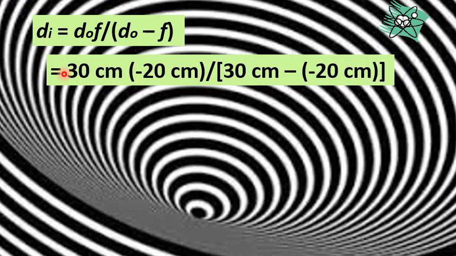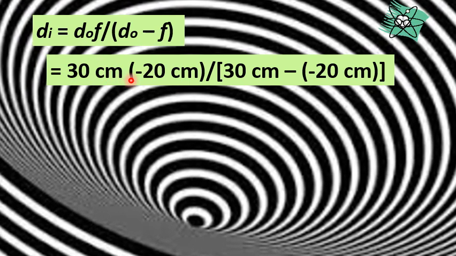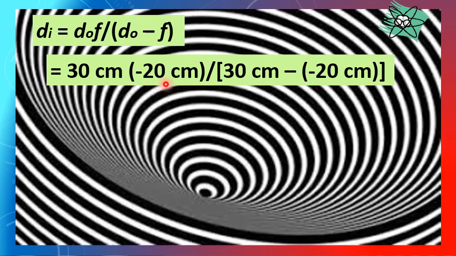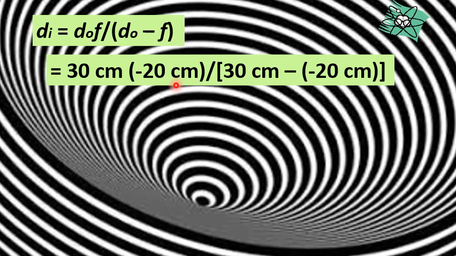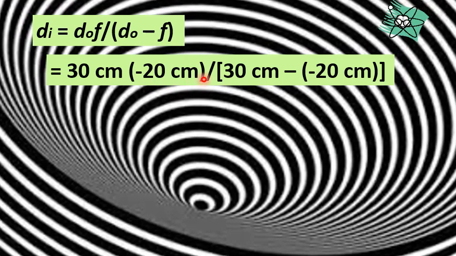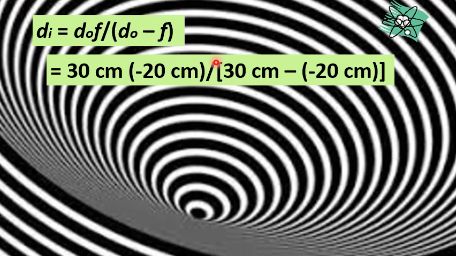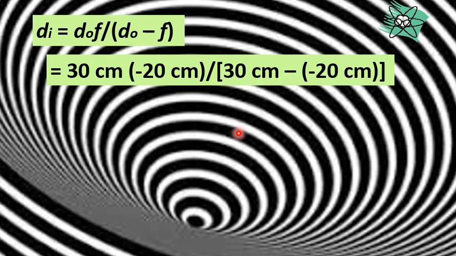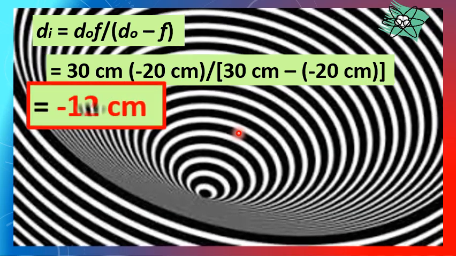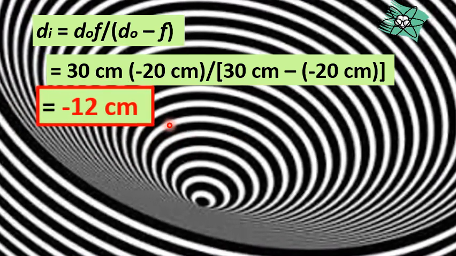So substituting, we have di equals 30 centimeters, that's the object distance, times the focal length, which is negative 20 centimeters. It is negative because we're talking about a convex mirror. Then, divide this by 30 centimeters, that's the value of do, minus negative 20 centimeters. So if we do our math, we will get the value for the image distance equals negative 12 centimeters.